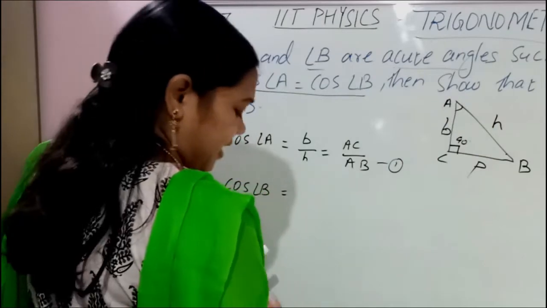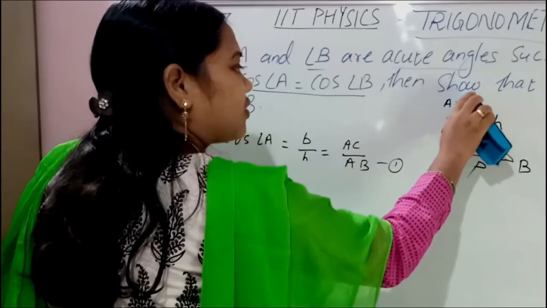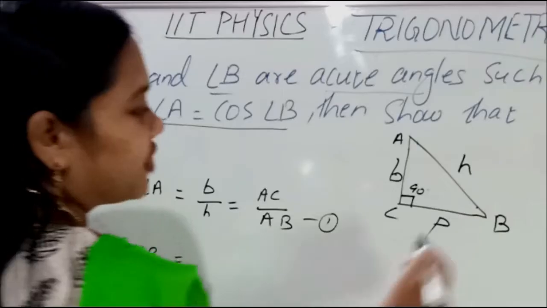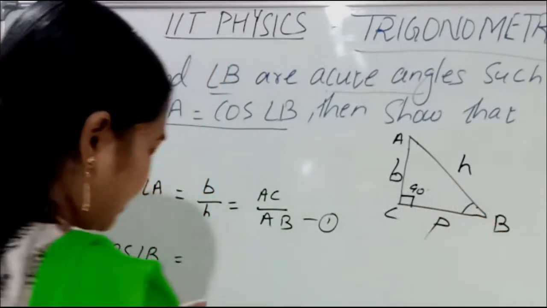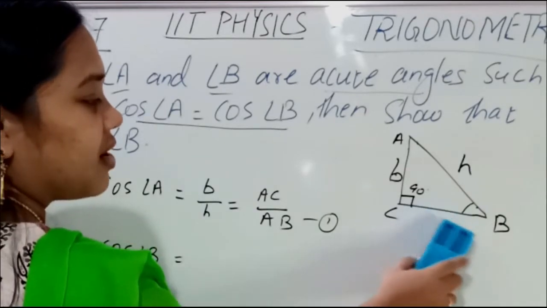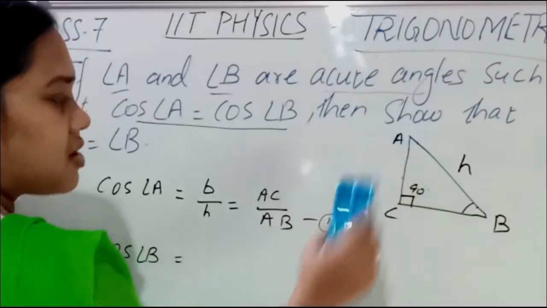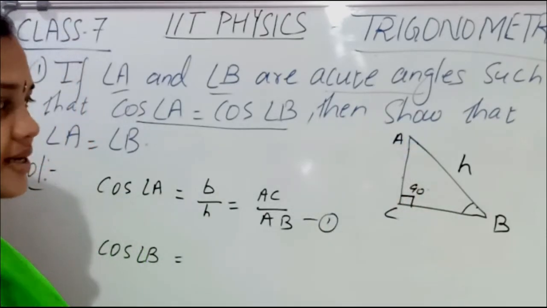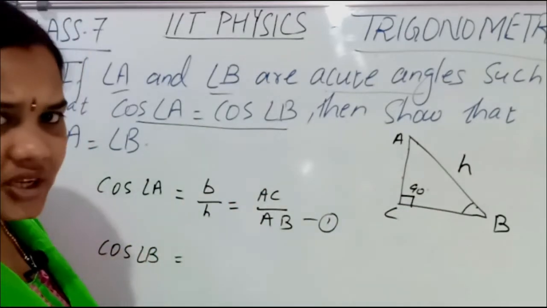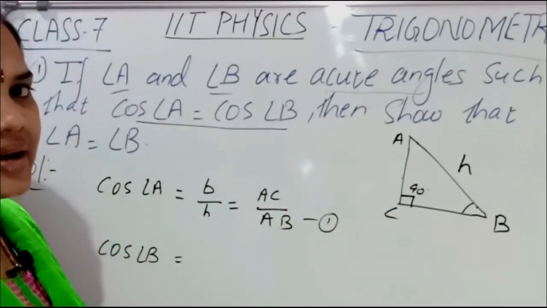In the first case, we considered angle A as the angle of reference, and then we calculated cos angle A. But now we have to consider angle B as the angle of reference. If the angle of reference is changing, what is changing? The position of perpendicular and base will change. Yes or no? I already explained. The side opposite to the right angle is the hypotenuse, and that will never change. But according to the angle of reference, your perpendicular and base change.